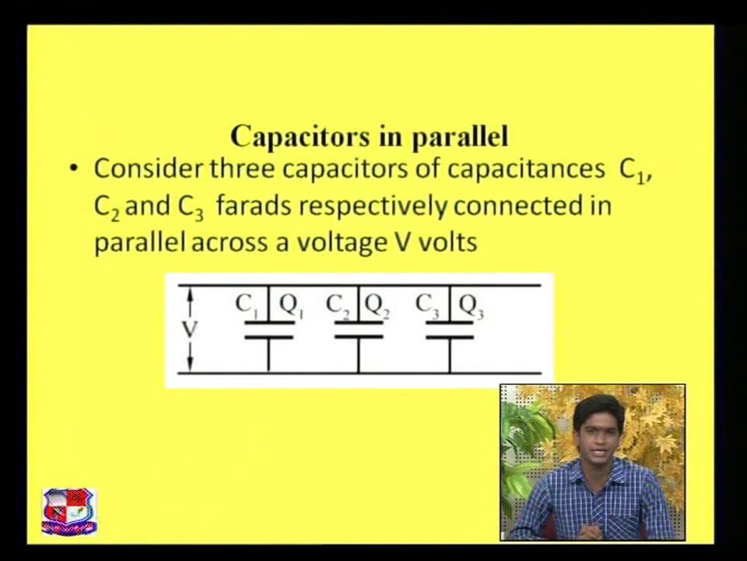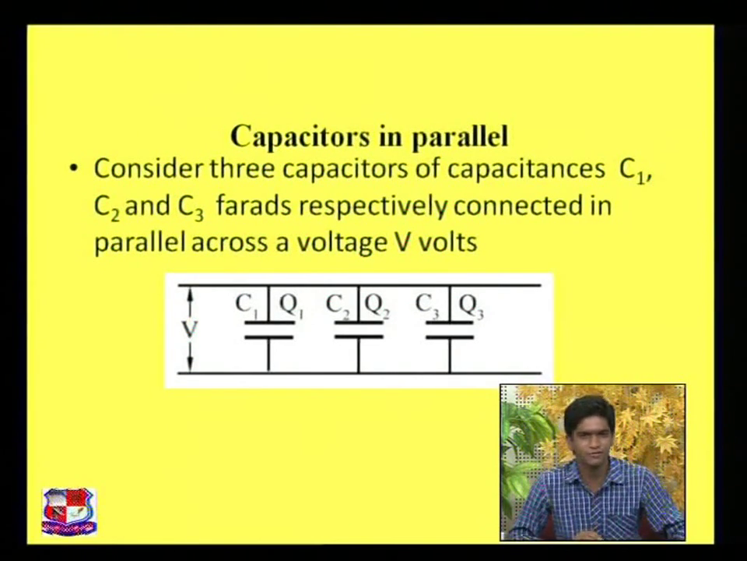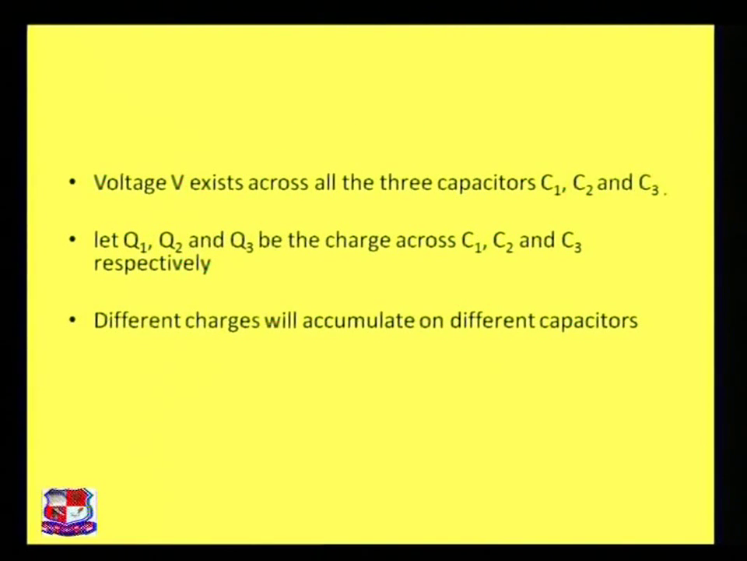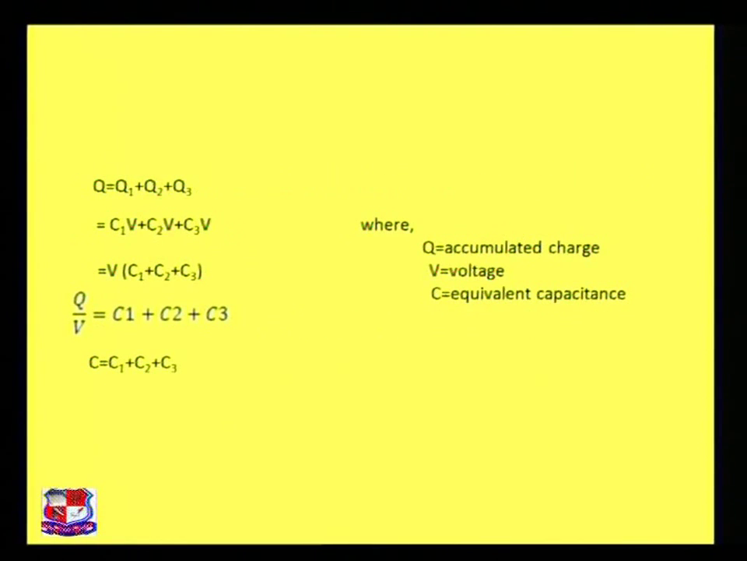Here we are having three capacitors, C1, C2 and C3 farads, respectively connected in parallel, so that the charge accumulated on first capacitor will be Q1, the charge accumulated on second capacitor will be Q2, and the charge accumulated on third capacitor will be Q3, and the voltage of each capacitor will be equal, that is V. So now we are going to have the formula. Here we can say that voltage V exists across all the three capacitors C1, C2 and C3. Q1, Q2 and Q3 are the charges across C1, C2 and C3. So different charges will be accumulated on different capacitors.